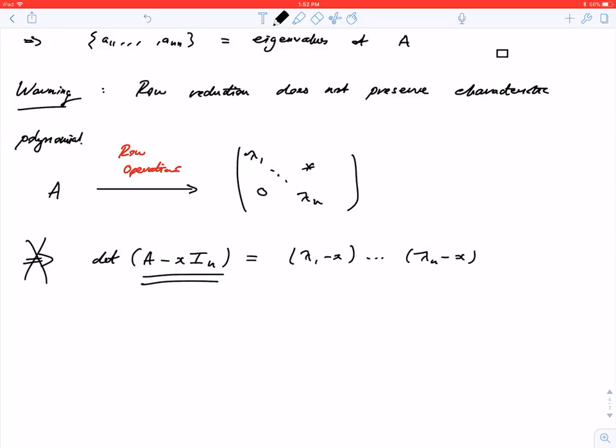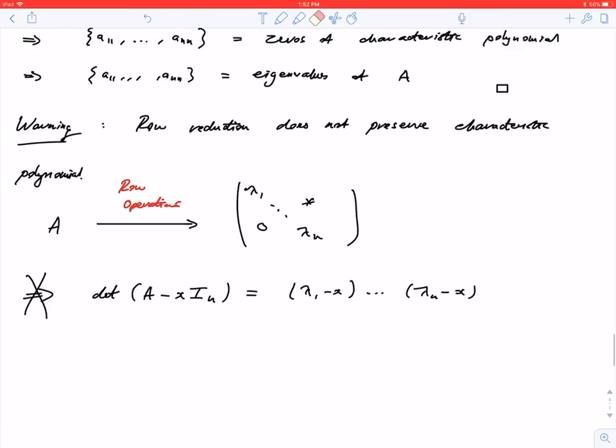Okay, so I'm not saying this is never true, but if you give a general matrix and then put it in upper triangular form using row operations, in no way does that preserve the characteristic polynomial or anything like that. Okay, so that's a good place to stop.